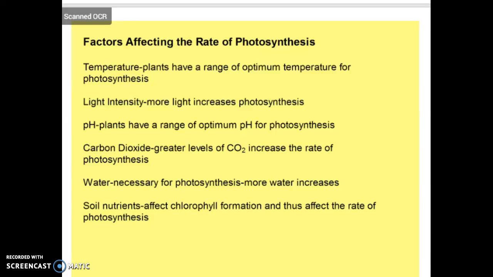And then just really quickly, there's a few things that affect the rate of photosynthesis, like temperature. If the temperature is higher, typically photosynthesis rates are increased. Most chemical reactions increase with increased temperature. Do you think there might be a limit there as to how hot? Think about that for a moment. Light intensity, more light would increase the rate of photosynthesis. pH has a huge effect on living things, plants and animals. So plants also have to have an optimum range of pH for photosynthesis.